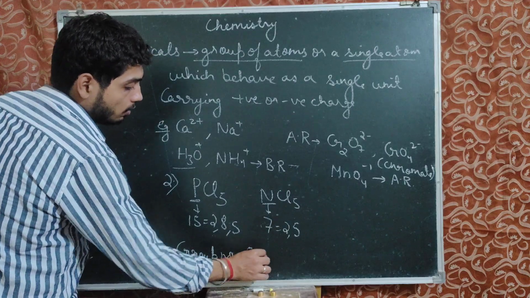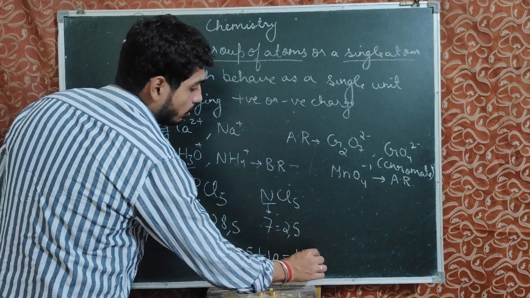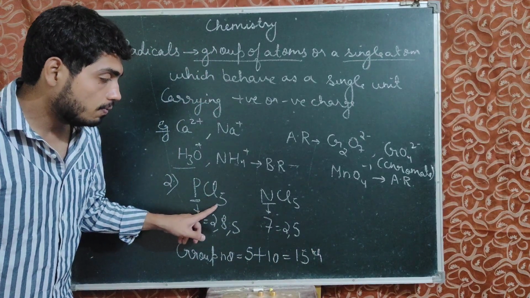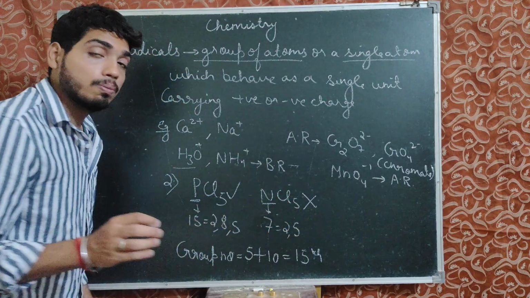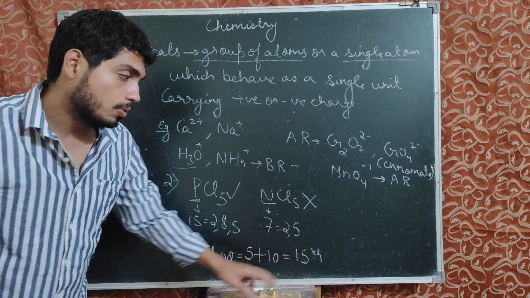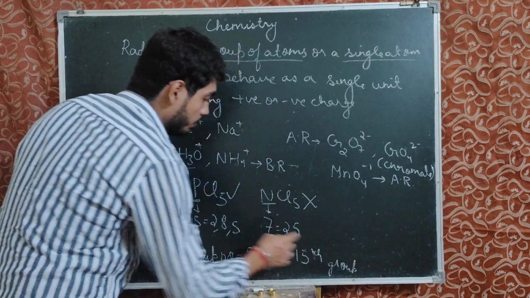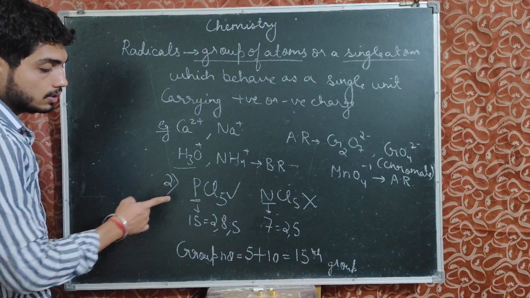Number of valence electrons plus 10. So both belong to the 15th group, but one is forming a compound PCl5. This is the correct compound, but this compound cannot be formed. So this is the basic question. Phosphorus and nitrogen belong to the same group, the 15th group. One forms PCl5 and another does not form NCl5. So what is the answer?